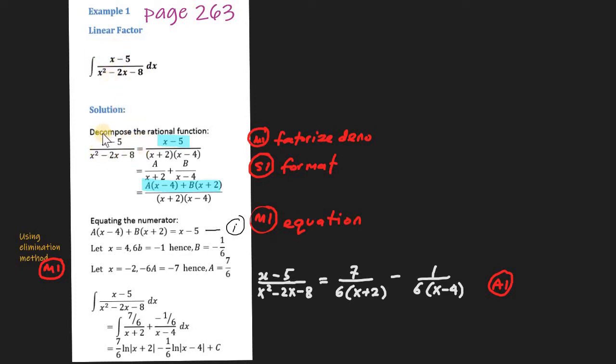Last time, in order to decompose the rational expression, it depends on our denominator. So there is a mark there. You are supposed to factorize the denominator, and we see that the denominator is a linear factor. So how to decompose it? We have A over x plus 2 and then plus B over x minus 4. That is the format of how to decompose the fraction.